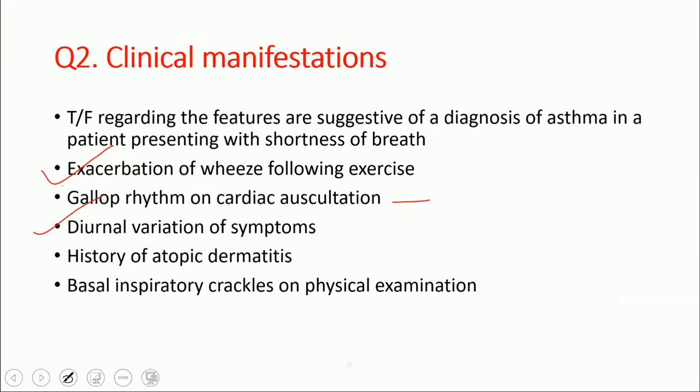History of atopic dermatitis. Yes, patients with allergic asthma or late onset eosinophilic asthma have other allergic manifestations like atopic dermatitis, sinusitis, those sort of things, right? They can have. The last one is wrong. You know that bilateral inspiratory crackles are a feature of interstitial lung disease, not of asthma. Bilateral inspiratory crackles can also occur in heart failure, pulmonary edema.